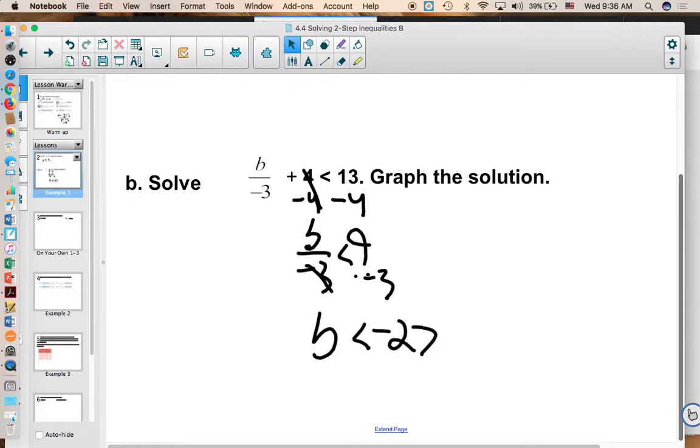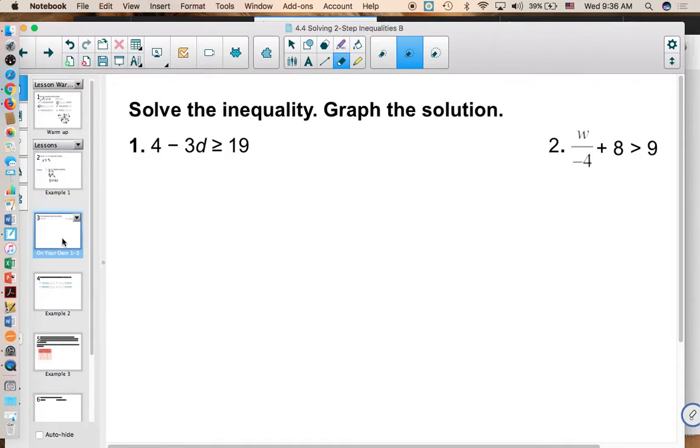Okay. There we go. Flip the sign. Do you guys agree with him now? Yeah. All right. I need number 1. Go ahead and do 1 and 2. Yeah, go ahead and graph it because you will be graphing on your assignment today.